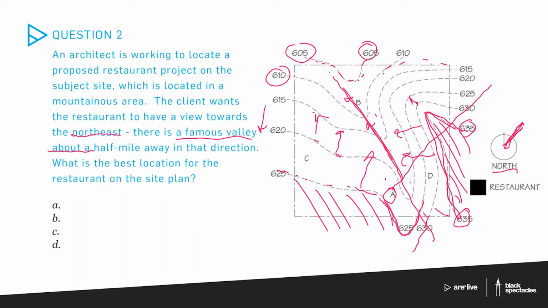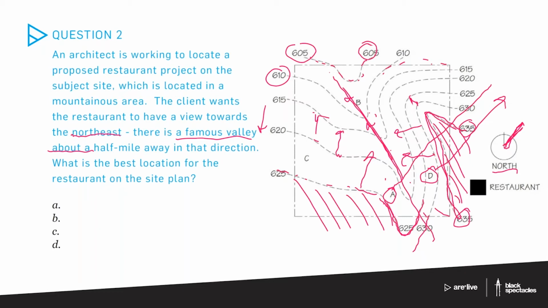And I would say choice D, which is similar and located between 625 and 630, so it's a little bit higher, but it's even more blocked by this hill from a view towards the northeast. So I would eliminate those two choices right off the bat.